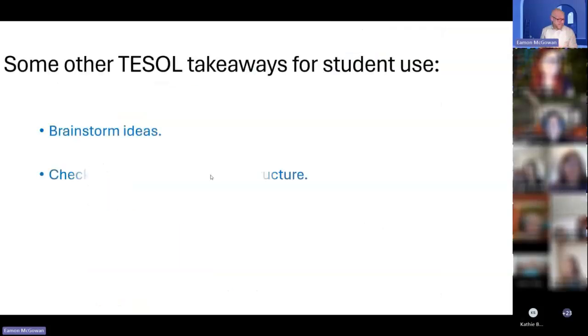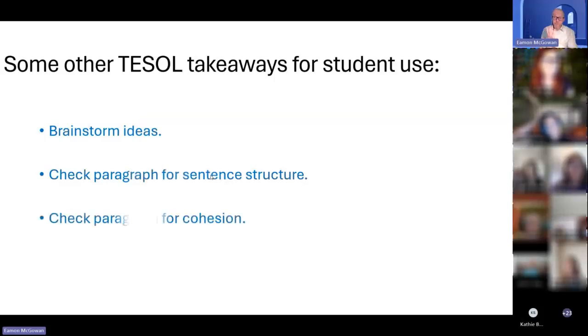Some other TESOL takeaways. Teachers are using ChatGPT with their students so students can brainstorm ideas. They're using it to check paragraphs for sentence structure, paragraph cohesion, tone. I'm not doing these yet, but these are some things that other schools are doing.